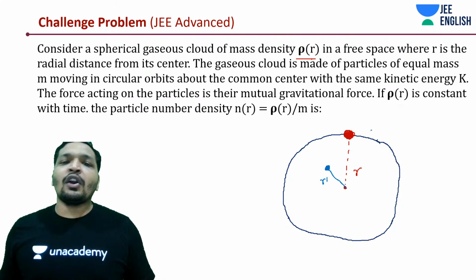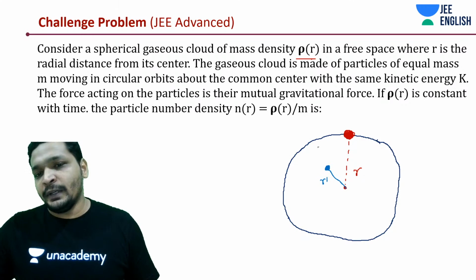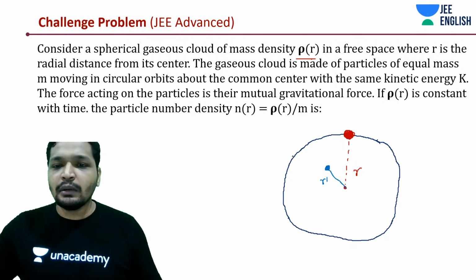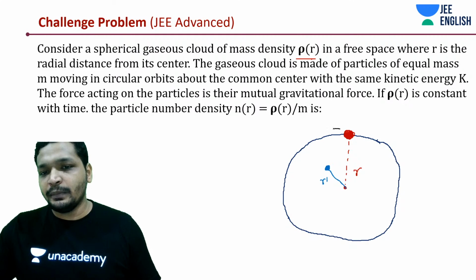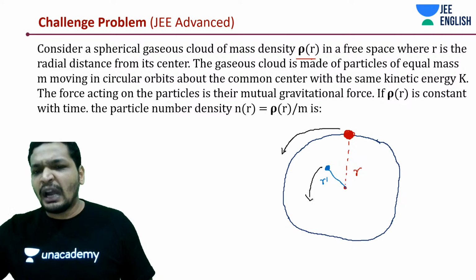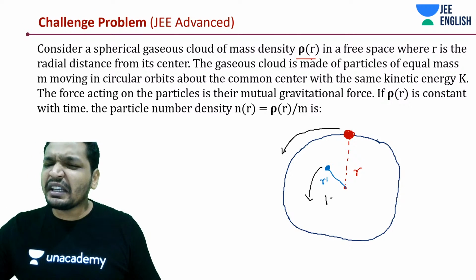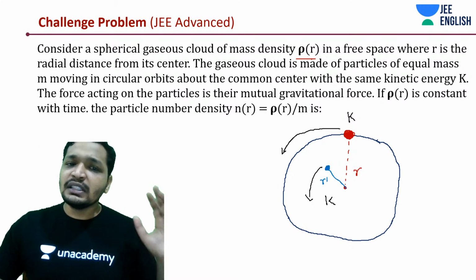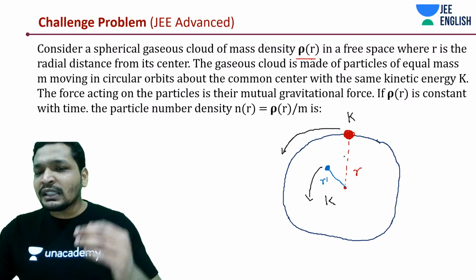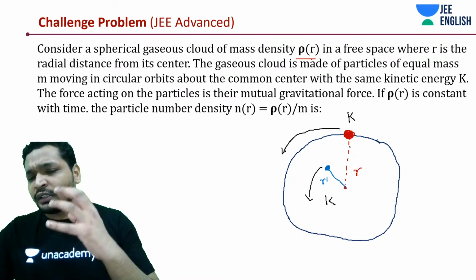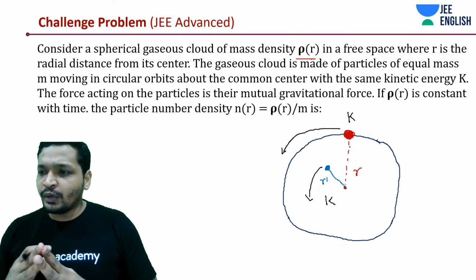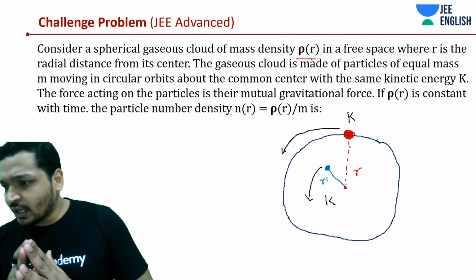So for this r dash, it will have a different density. And this is made up of all equal mass particles. So think about it, there is a single gas particle that is making this gaseous cloud. And they are all moving in circular orbits. One more thing, they all have kinetic energy k. Be it this particle or this particle, all have the same kinetic energy. And what is holding all these particles together? Gravitational force.